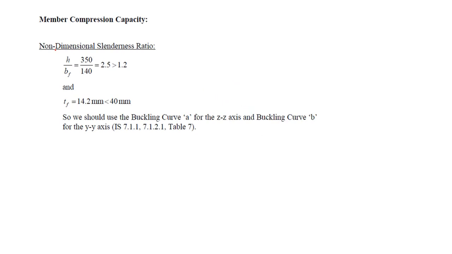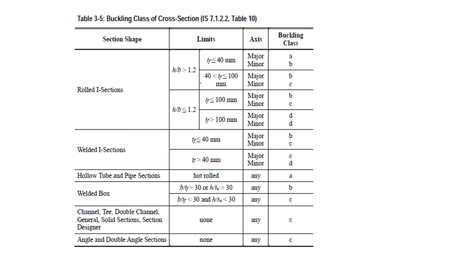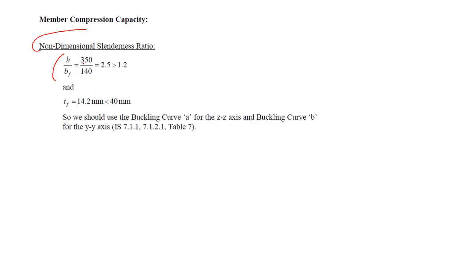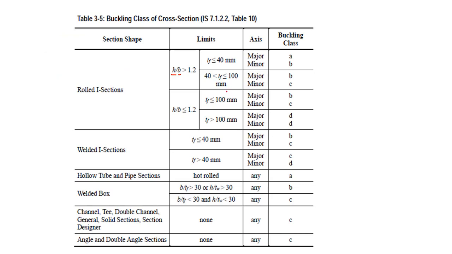Let's find out the non-dimensional slenderness ratio. That is always h by bf, which we can measure from here. H by b for this I section is 2.5, which is greater than 1.2, so we can pick up this option right here. So anything among these will be in our answer.